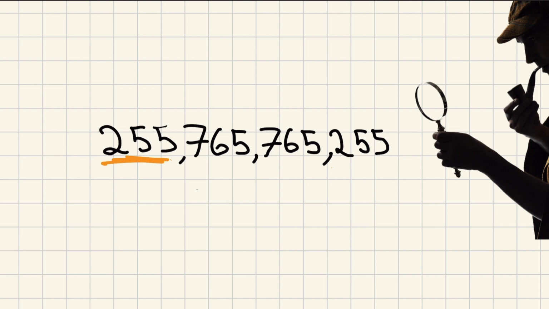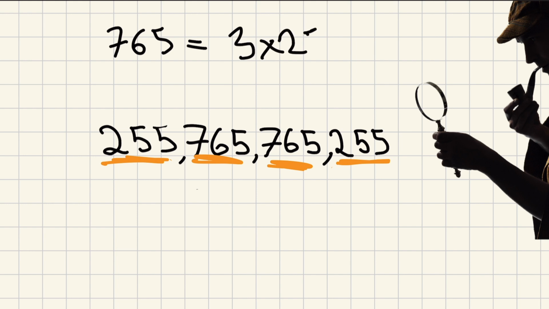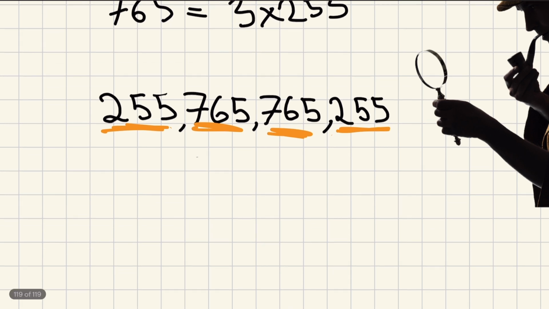All right, so we've got 255 here, and we also have 255 here. So we've got some sort of repetition. We also have 765 here and 765. So we've got some repetition, but there's also a link between 255 and 765, and it is that 765 is 3 times 255. So this is really interesting. All of them are divisible by 255. So that's an immense simplification we can make straight away.